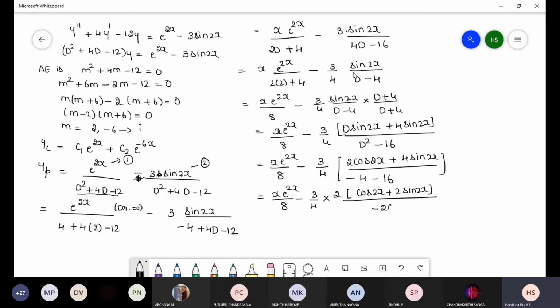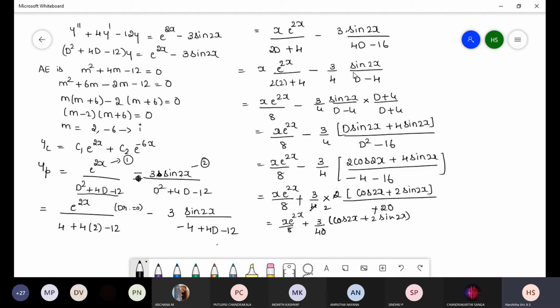Minus, plus: 2 ones are 2, 2 twos are 4. So we get final answer x into e power 2x divided by 8 plus 3 by 40 into cos 2x plus 2 sine 2x.